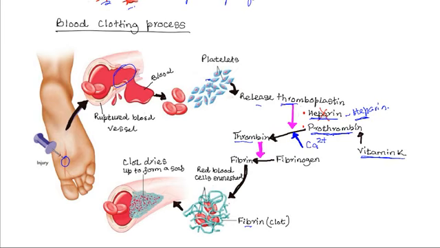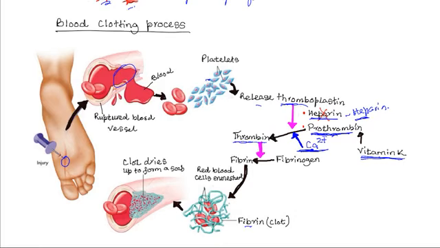This activation process also requires the presence of calcium ions. Prothrombin is made in the liver, and it requires vitamin K input. Then it is released into the bloodstream. On exposure, platelets release thromboplastin. Thromboplastin then activates prothrombin to thrombin. And this conversion requires the presence of calcium ions.